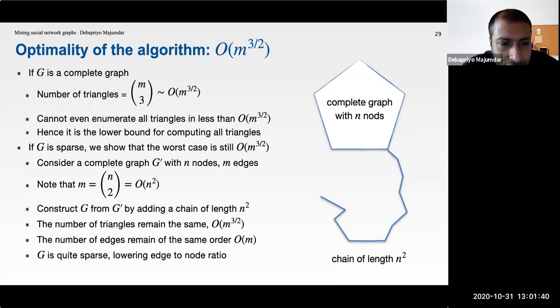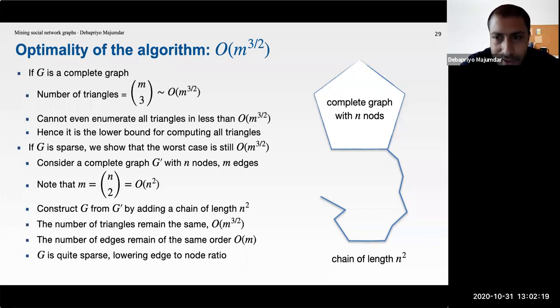But G is now quite sparse because your number of edges is order n square, but the number of vertices is also order n square, right? So basically, G is quite sparse. The number of edges per vertex is like a constant factor. So that is very sparse. So theoretically, even for sparse graphs, your number of triangles is order m to the power 3 by 2, which means your algorithm cannot do better than order m to the power 3 by 2.